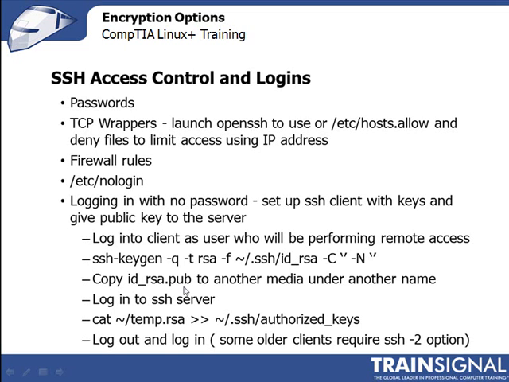Next, you add the contents of the file that you just transferred to the end of the authorized_keys file. You can do this with the cat command and the redirector by typing in cat ~/temp.rsa >> ~/.ssh/authorized_keys. Then if you log out and log in again, you shouldn't be asked for a password.